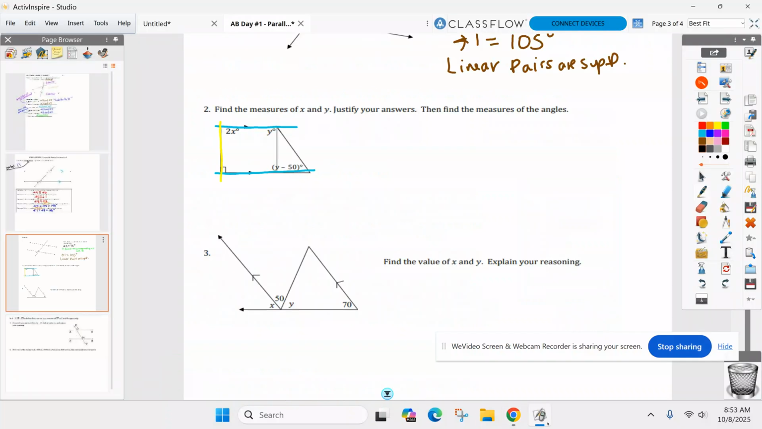Warren? Supplementary. Whoa, you're going too far. I'm looking for alternate interior, same side interior, alternate exterior. Same side interior: same side of the transversal that you highlighted and inside the parallel lines. He said same side. Discussion's over. Congruent or supplementary? Same side supplementary. So we know 2x plus the 90-degree angle has to be equal to 180. Solve for x.